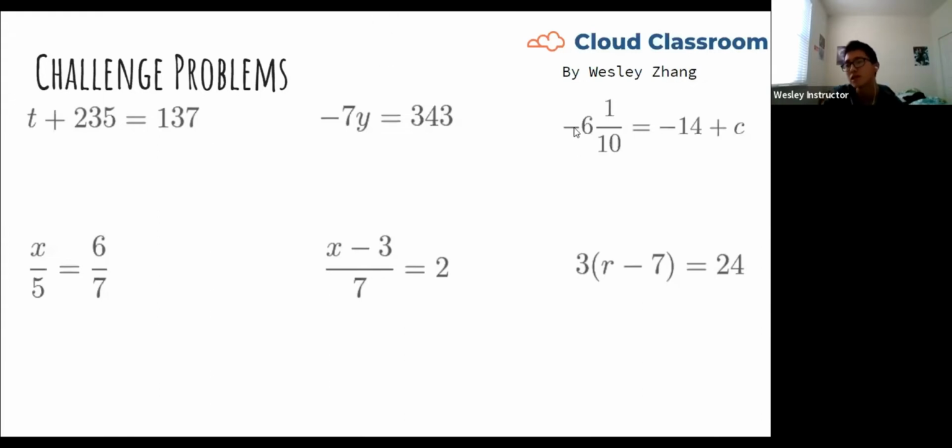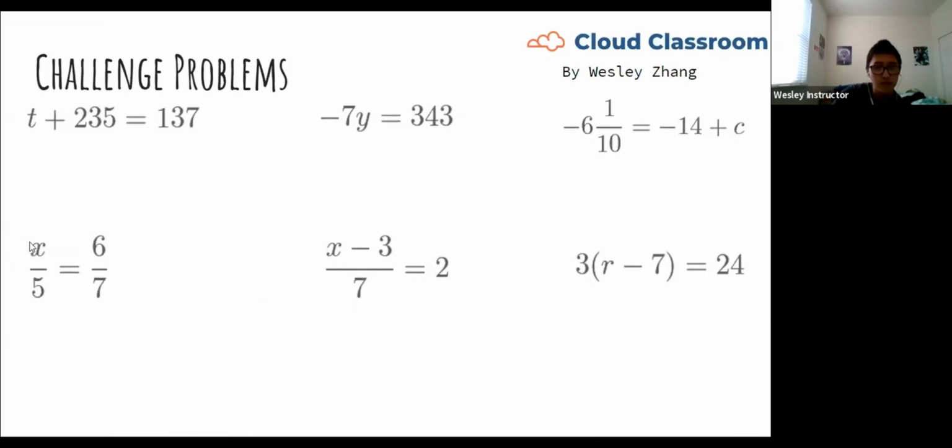All right, negative 6 1/10 equals negative 14 plus c. In this one, the variable is on the right side, but it doesn't matter. We still do the same process. We add 14 to each side because it's a negative 14. That equals 0, and we get 14 minus 6.1, and the answer is 7.9. So c equals 7.9.